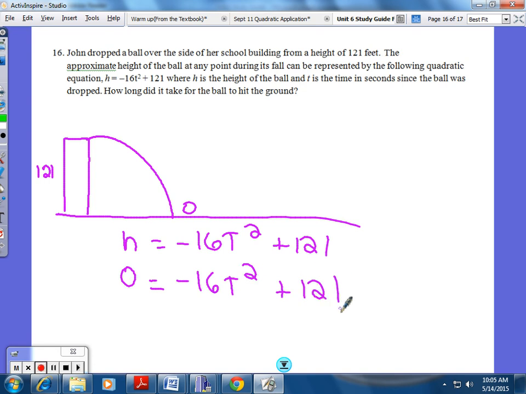Okay, and now it says you need to find the time, so you solve for T. You can do it with the calculator or without. We'll do this one without the calculator. You subtract 121 from both sides. That gives you this. Then you divide both sides by -16, and you get T squared equals 22.